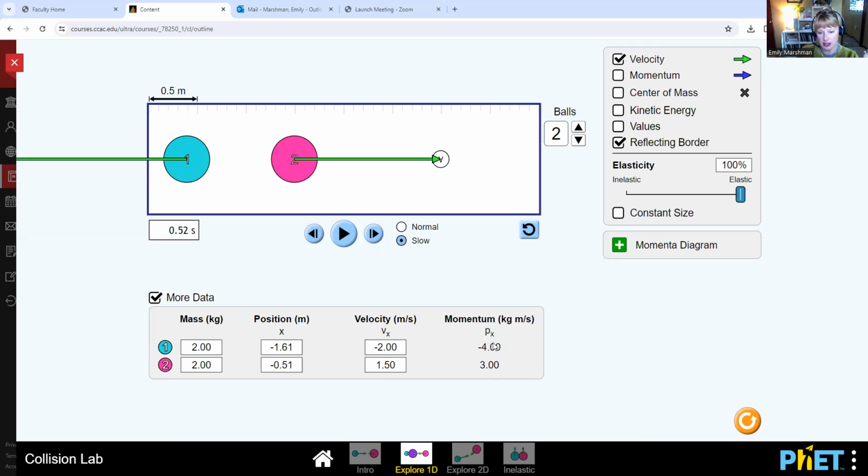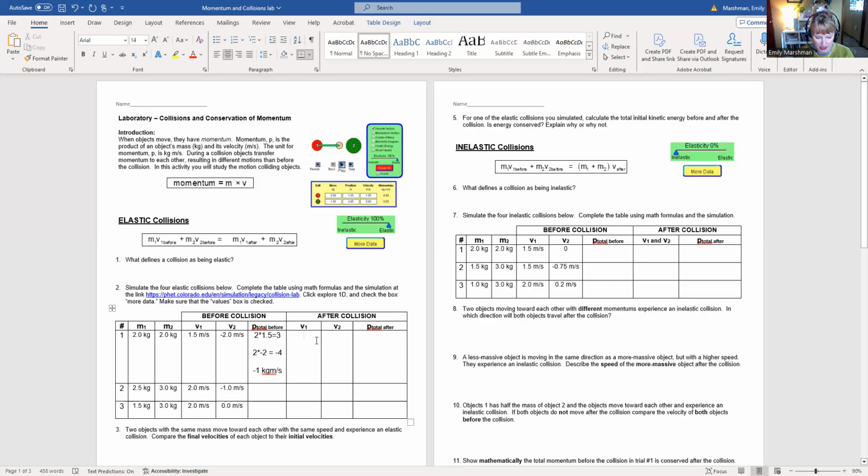And it calculates the momentum here for you. So you can just type that in. See, it's just 2 kilograms multiplied by -2. So that's after the collision, mass 1 has -4 momentum, and mass 2 has 3 kilogram meters per second of momentum. So let's go back into the lab and type these in. So the velocity for the first one is now -2. The velocity for the second one is 1.5 meters per second.